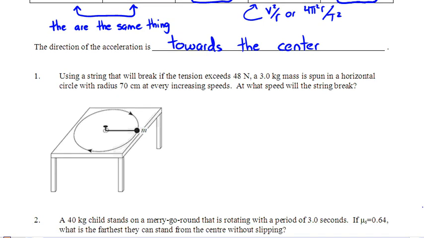Question number 1. Using a string that will break if the tension in that string exceeds 48 newtons, a 3 kilogram mass is spun in a horizontal circle with a radius of 70 centimeters at ever-increasing speed. So it's just going faster and faster and faster. At what speed is that string going to break?